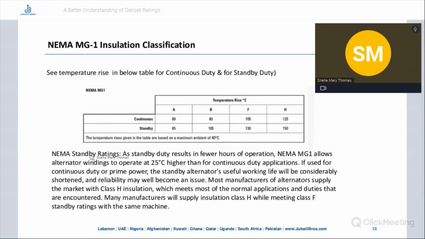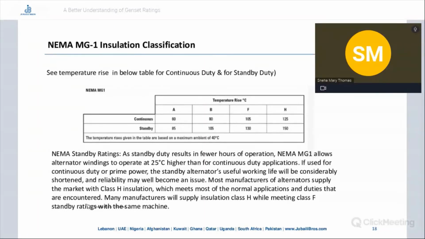Whereas for the standby ratings, as standby duty results in fewer hours of operation, NEMA MG1 allows alternator windings to operate at 25 degrees Celsius higher than for continuous duty applications. If used for continuous duty or prime power, the standby alternator's useful working life will be considerably shortened and reliability may well become an issue. Most manufacturers of alternators supply the market with Class H insulation, which meets most of the normal applications and duties that are encountered.